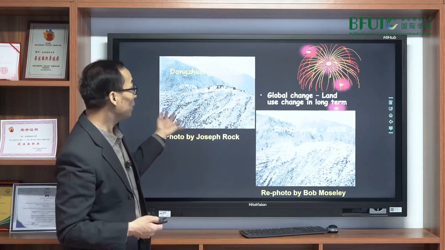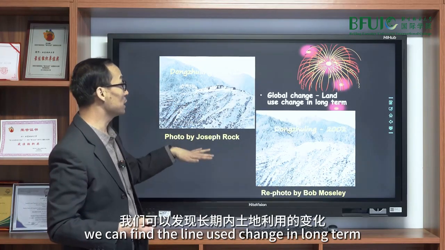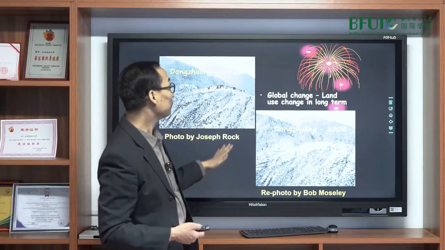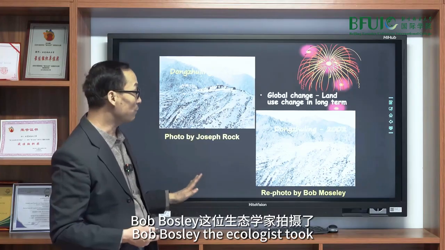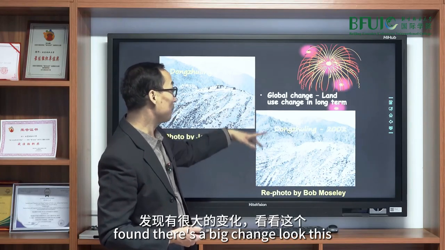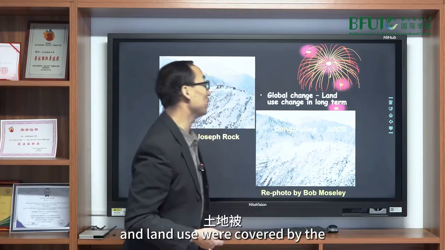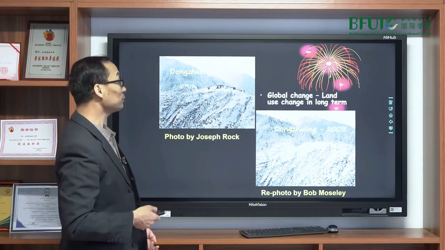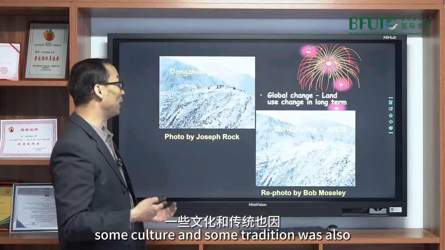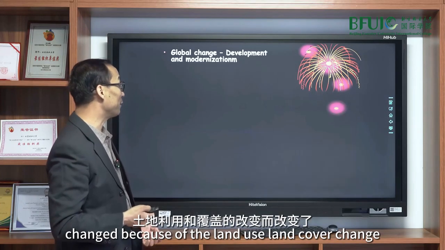And also, with the same photographic technique, we can find land use change in the long term. The same picture was taken by Joseph Rock in 1923, and 80 years later, Bob Busley, the ecologist, took the picture at the same place with the same camera and found a big change. Look, this Tibetan monastery disappeared, and the land was covered by shrub. So that means the grassland may be replaced, and some culture and tradition also changed because of the land use and land cover change.